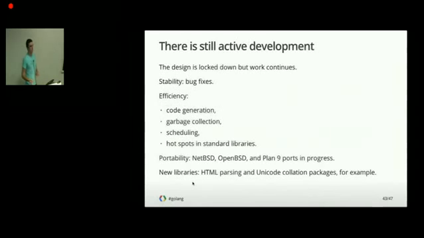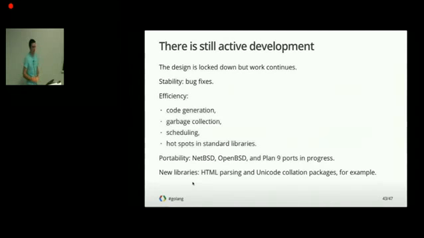But with that said, there's still a lot of active development. Even though the design's locked down, we're working hard on stability, so finding and fixing bugs, and efficiency. There's been already, since Go 1, a lot of work on the garbage collector and code generation optimizations. We're looking at an improved scheduler and also just fixing hotspots in the standard libraries in terms of performance. And the code at TIP already performs, in some cases, 2 to 3x faster than it did in Go 1. So Go 1.1 will be a really substantial performance improvement release, and we're excited about that.